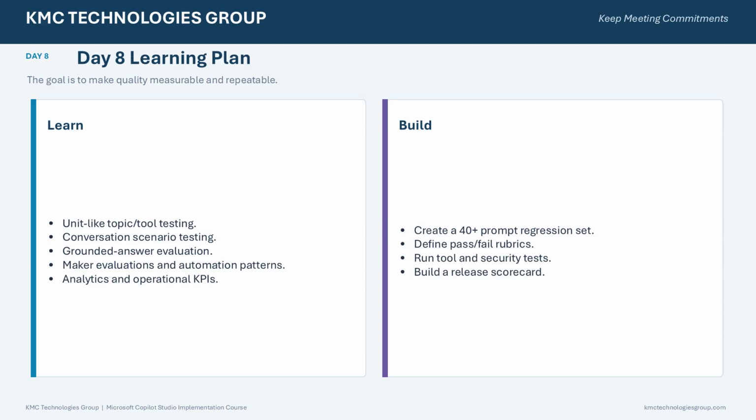We'll test individual topics and tools. We'll test full conversation scenarios. We'll measure grounded answer quality. We'll look at Copilot Studio evaluation capabilities and automation patterns. And we'll identify the operational analytics that matter after release. Then we'll build a regression dataset, define acceptance criteria, execute security and transaction tests, and create a release scorecard.